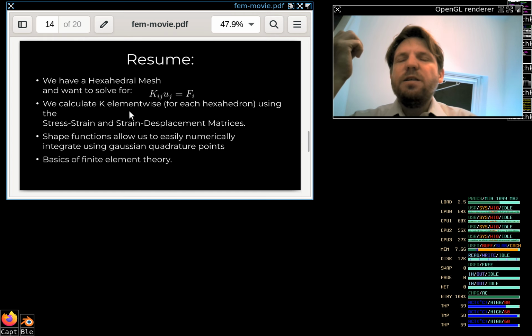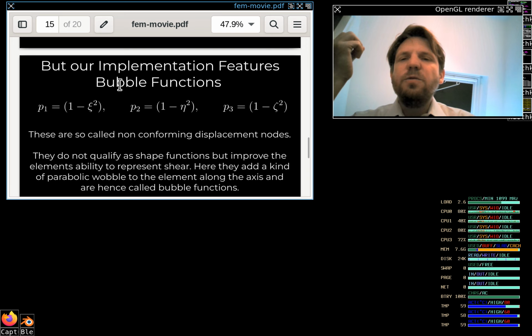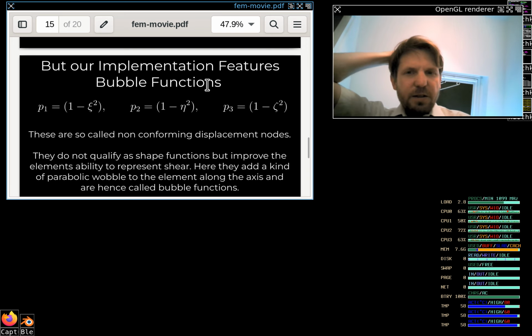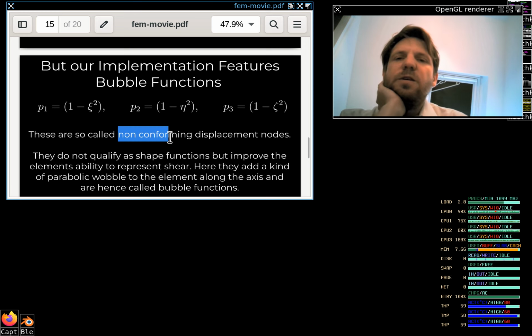Okay. So we have implemented in our elements what are called bubble functions. These bubble functions are also called, either bubble functions or so-called non-conforming displacement nodes.